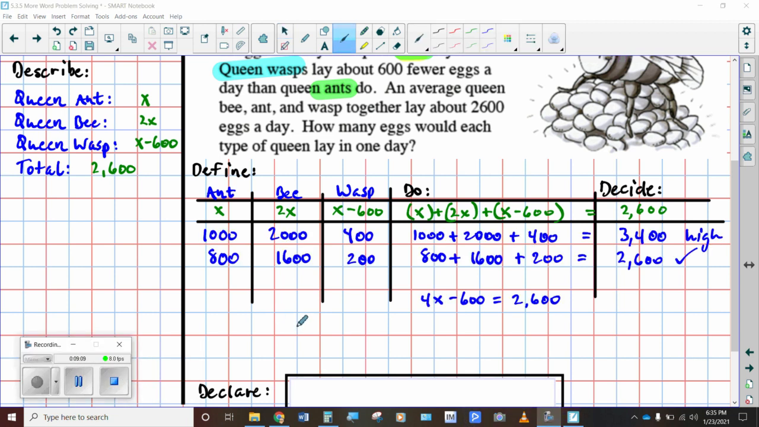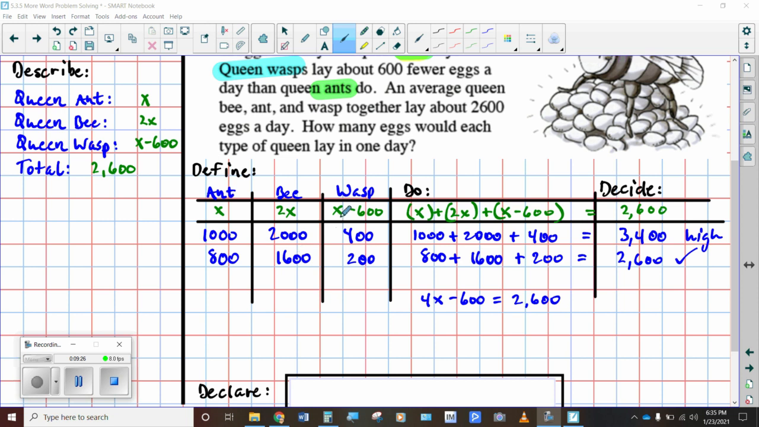All right, I got my answer in my second try again. Now this is kind of interesting. I started with 1,000, then I doubled it to get 2,000, then I took away 600 from 1,000 to give me 400. Add those together, that was 3,400.